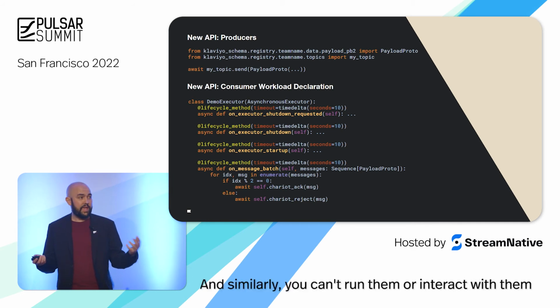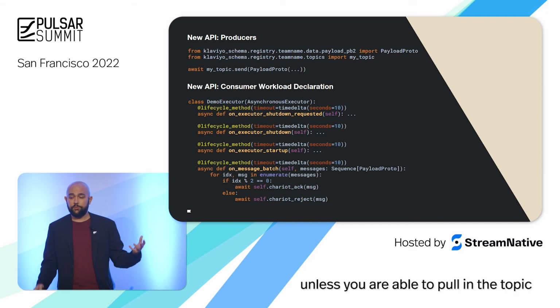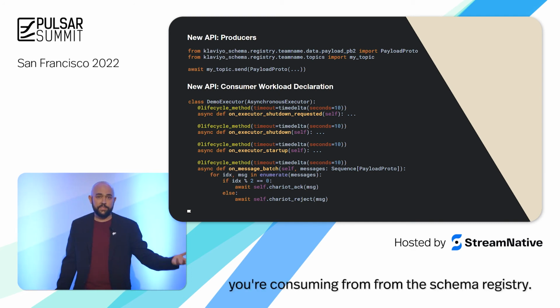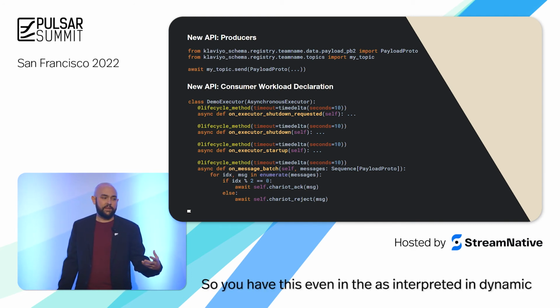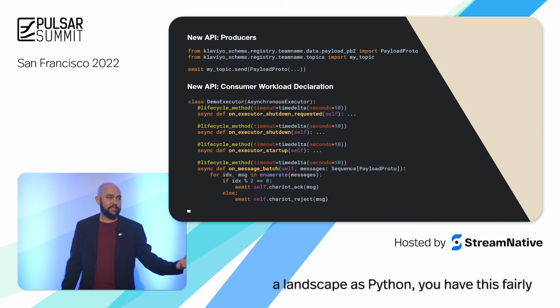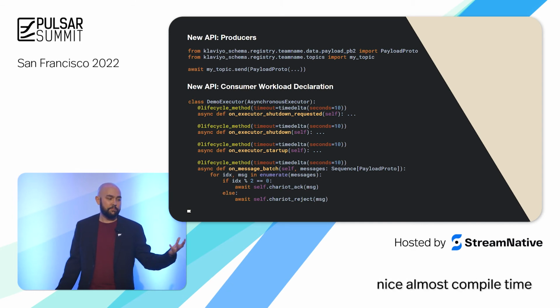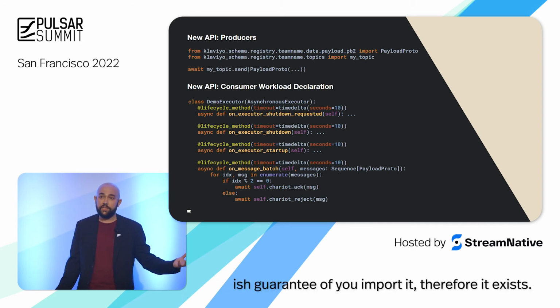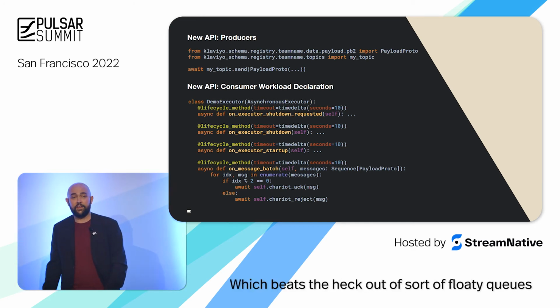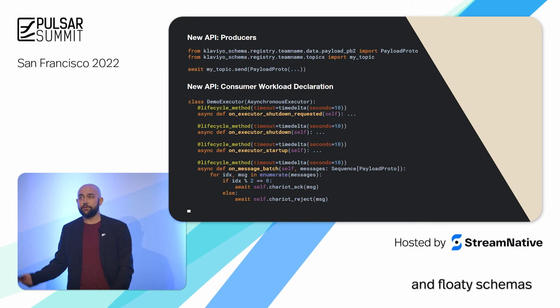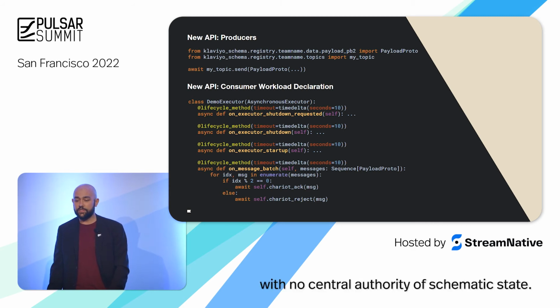And similarly, you can't run them or interact with them unless you are able to pull in the topic you're consuming from the schema registry. So you have this, even in as interpreted and dynamic a landscape as Python, you have this fairly nice, almost compile time-ish guarantee of: you import it, therefore it exists. You can't, therefore it doesn't, which beats the heck out of floaty queues and floaty schemas around a multi-codebase system with no central authority of schematic state.